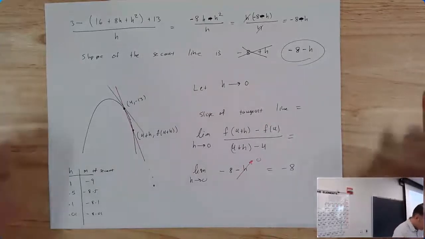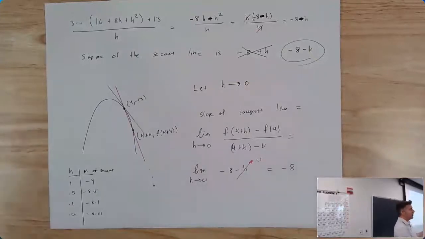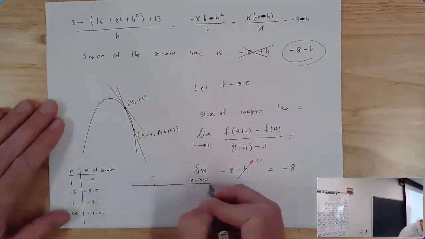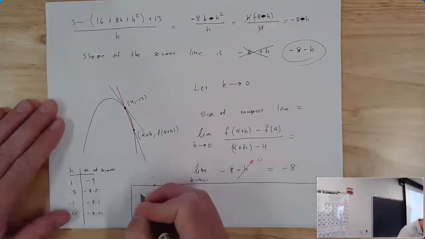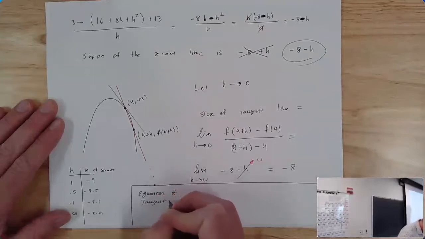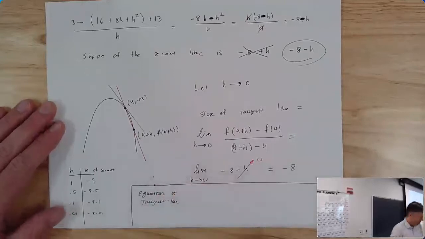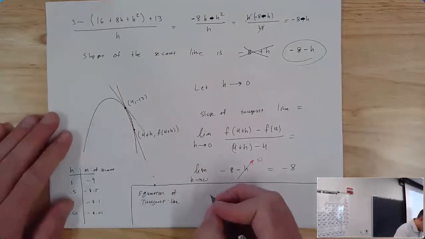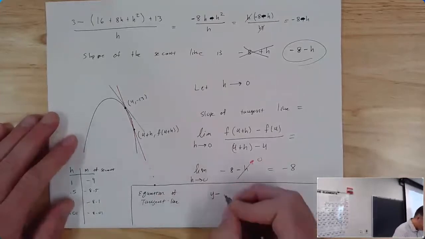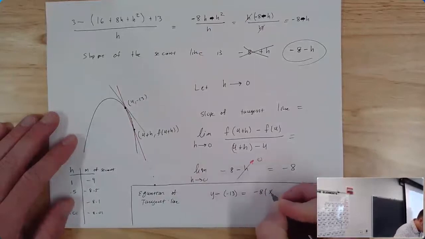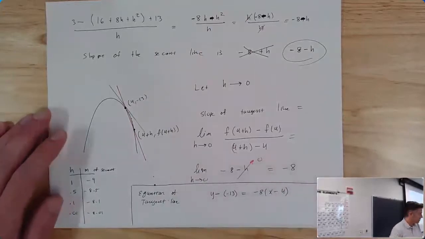So here, we've done the hard part. We found the slope of the tangent line. The rest of it is just making sure we answer the question that was asked. So to find the equation of this tangent line, I like to use the point slope form, and say y minus my y coordinate, which was -13, equals my slope times x minus my x coordinate, which was +4.